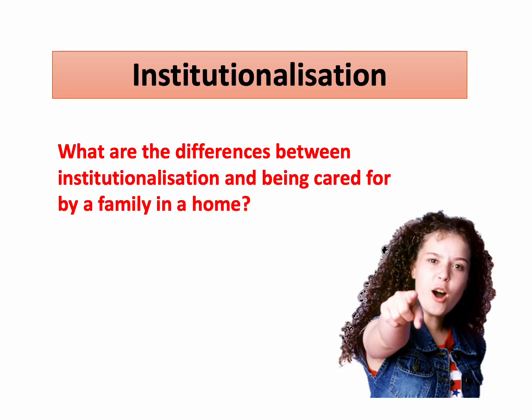So just to begin, I'd like you to have a think about the differences of a child being cared for in an institution, so an orphanage, compared to being cared for by a family in a home. Just draw up a list of 2 or 3 differences, and in 5 seconds I'll talk through some of the significant ones.